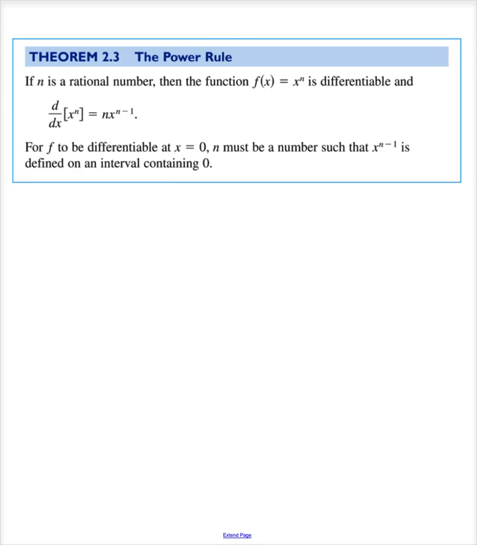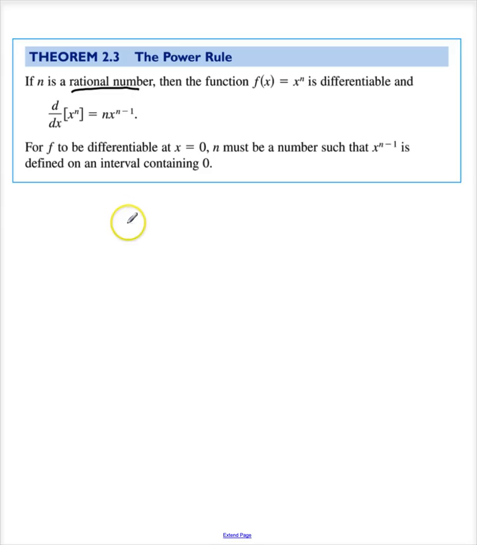Now let's look at the power rule. The power rule says that if n is a rational number, then the function f of x equals x to the n is differentiable, and the derivative with respect to x of x to the n is n times x to the n minus 1. N has to be a number such that x to the n minus 1 is defined on the interval, and we will find a few of these where we wind up with non-differentiables.